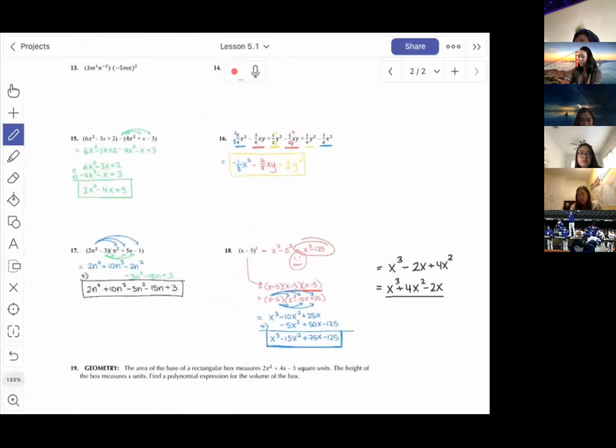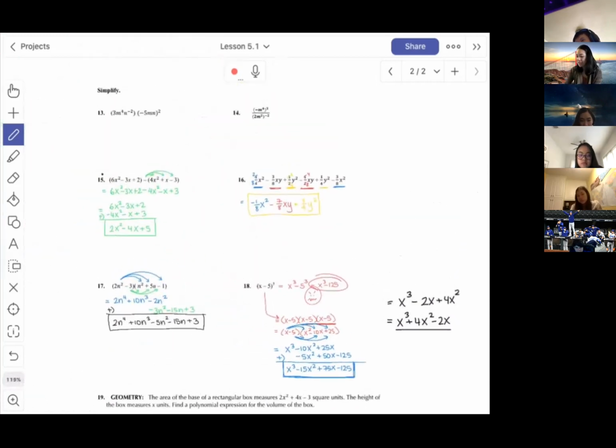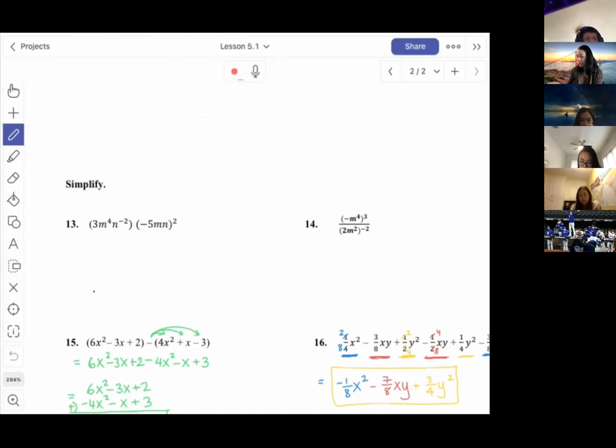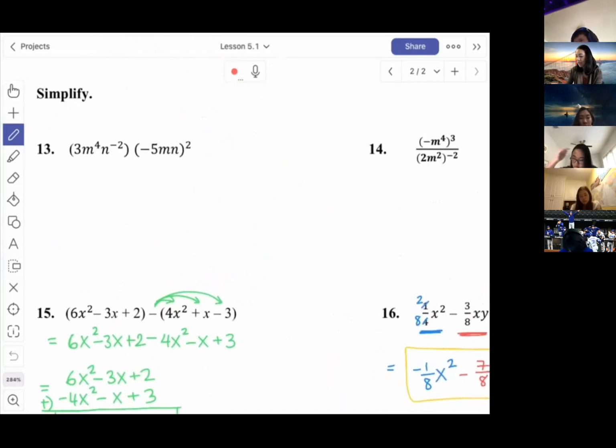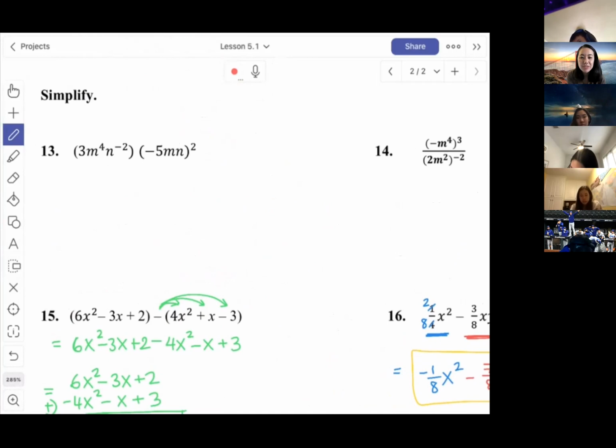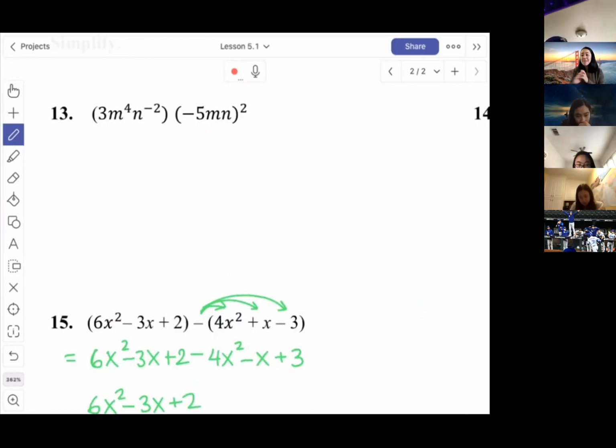All right, sweet. Let's have you guys practice with number 13 and 14 right now. So getting a good handle on these exponents, try 13 and 14, and then I'll see how you guys do. I will give you like 5 minutes. Okay, Faith, start us off with number 13.